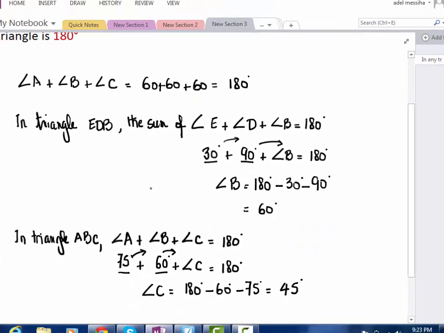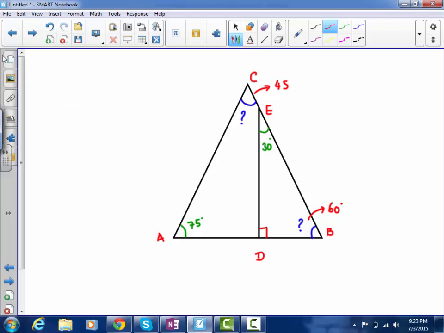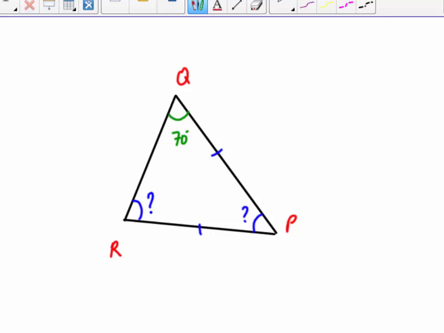Next, let's go to another example. Let's take this example. I have a triangle RQP. I have only one known angle, 70 degrees, and I have two missing angles, angle R and angle P. In this case, it's impossible for me to find the value of two angles that are unknown. At least I need two angles to find the third one. So how can I solve this problem?